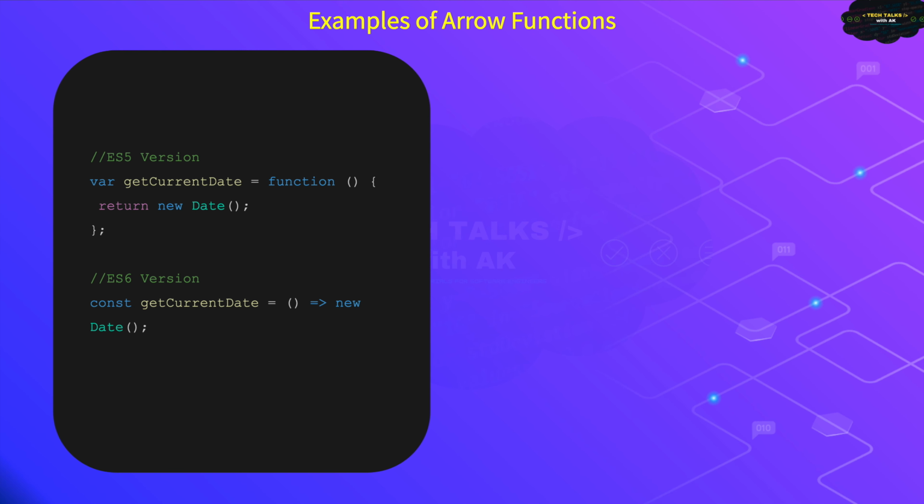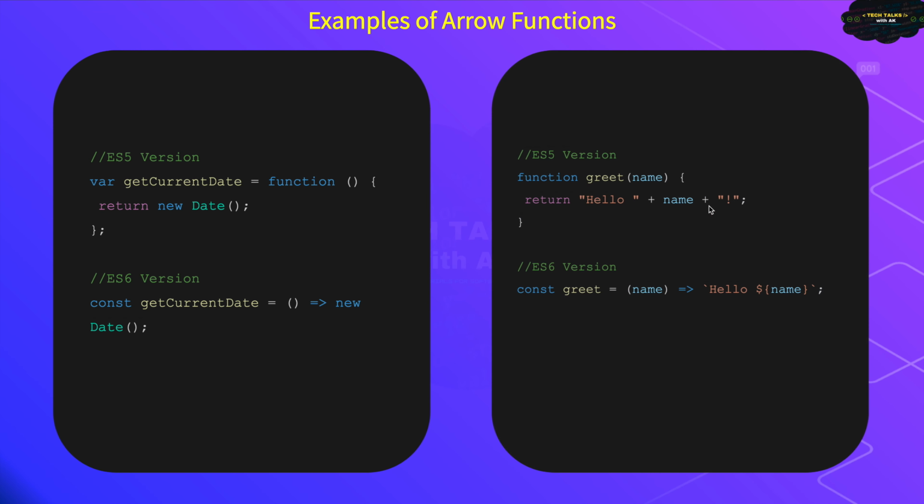If we redefine this function with an arrow function, it will be const getCurrentDate, then empty parentheses, then arrow, new Date. Another example of an arrow function is this. If we define a function greet which accepts name as an argument and returns hello plus name, this can be rewritten the arrow function way like this. Const greet, it accepts name, then arrow, and returns hello plus name.